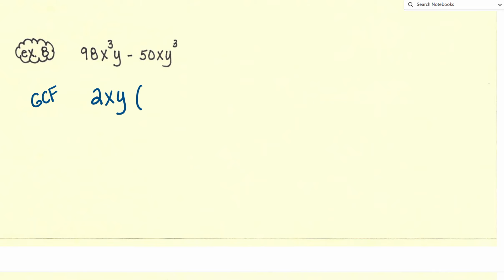98 divided by 2 is 49. You have x to the third, or 3 of them. You're going to factor out 1 of them, and you're left with 2. Your y, you're going to factor that out, so it's a cancel. Minus, 2 goes into 50 25 times. Your x, you're taking out, so that's a wash, that's a cancel. Your y's, you have 3. You're taking out 1, so you're left with 2. And now it does fit the pattern of a difference of 2 squares.